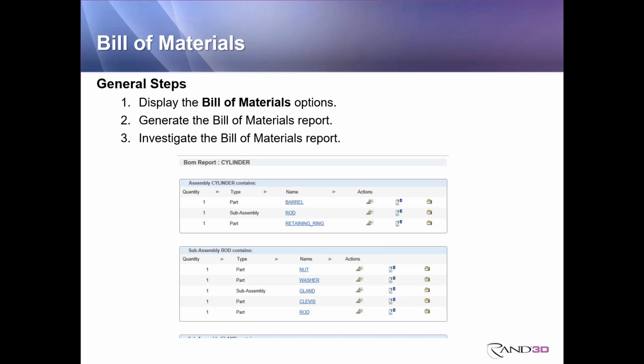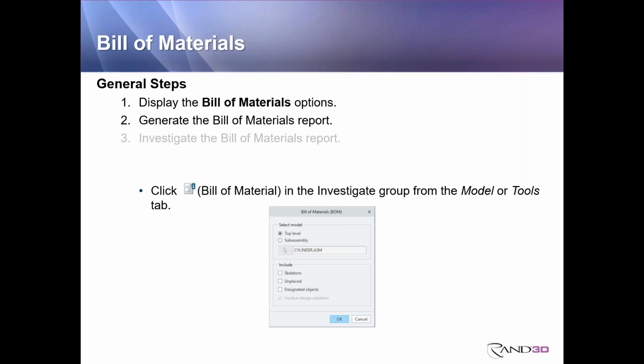So the first thing after constructing your assembly, and it can be a work in progress, by the way, after initiating the assembly structure, if you would like to run a bill of materials report, you can access the bill of materials option from either the model tab or the tools tab. It's located in the investigate group. So both tabs have an investigate group from which you can access the bill of materials tool.